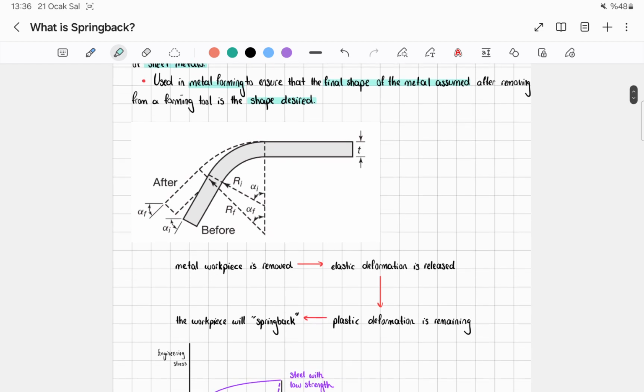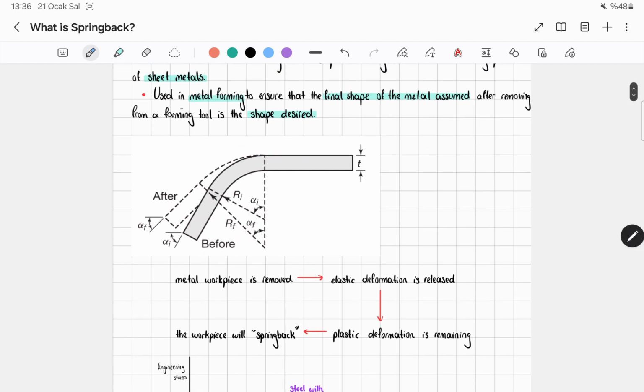So let's look at the figure here. This is before and after. What we mean by before is actually after the bending. When we do the bending process, this is the shape of the sheet metal. And after the springback occurs, we see a little elastic recovery from the sheet metal.